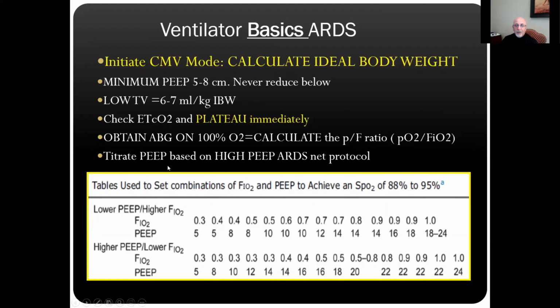Following that, one should titrate the PEEP based on high PEEP ARDS-net protocol or lower PEEP. These are the two protocols. Generally, one is using the higher PEEP protocol, where the PEEP may go up to 24 and the patient is on 100% oxygen.